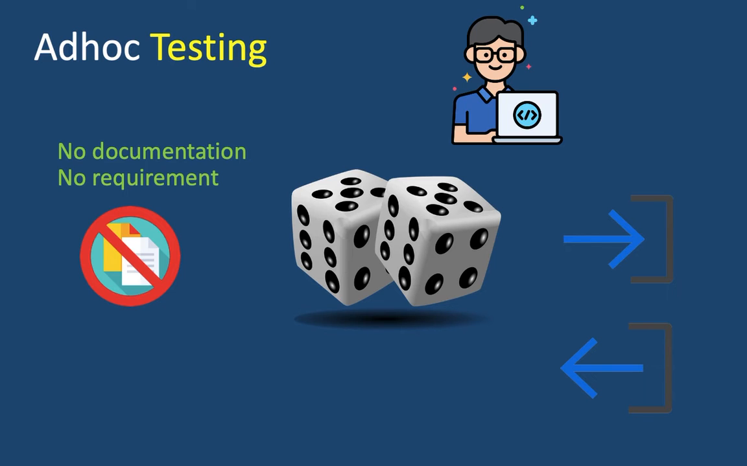Ad hoc testing is an informal testing type, which means that we don't have a proper plan to conduct testing. We just randomly test the application. This is called ad hoc testing.